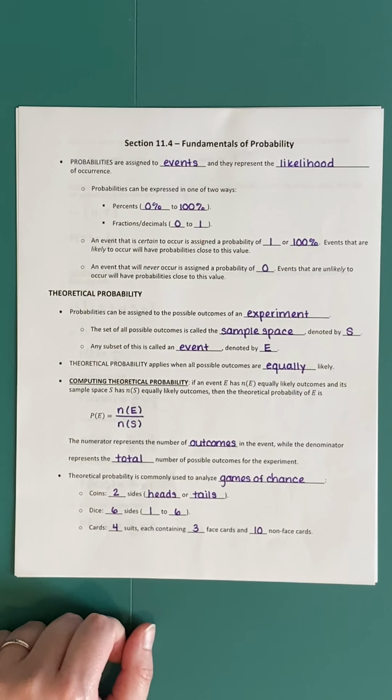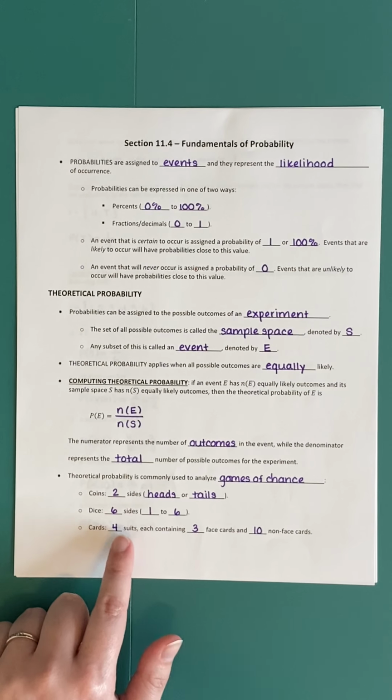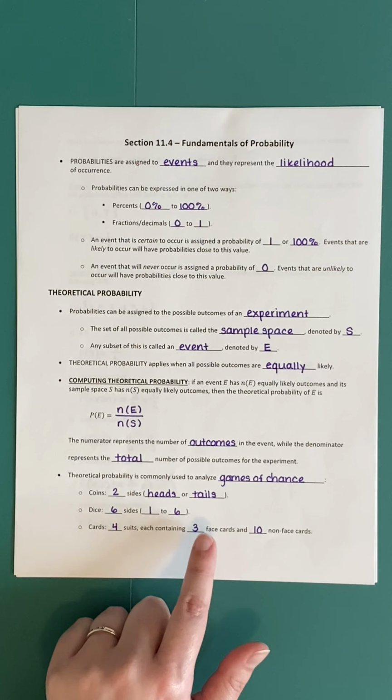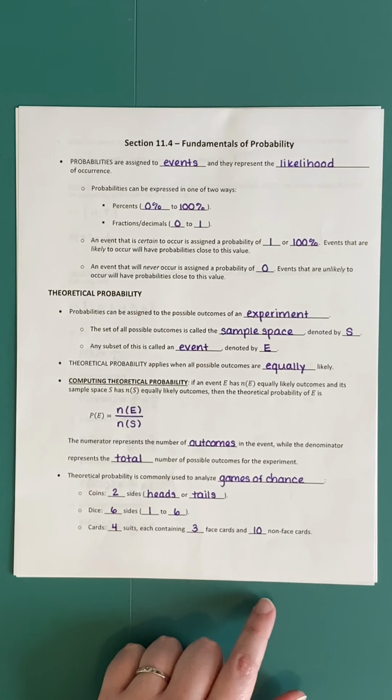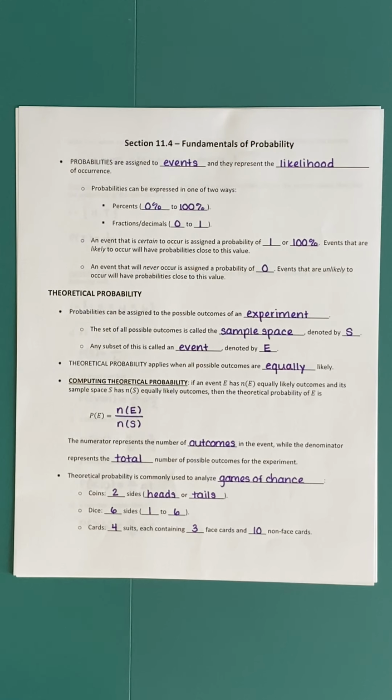Now cards, we do a lot with cards because there's a lot of different situations we can analyze with respect to cards. So in a deck of cards, we have 4 suits. Each one has 3 face cards and 10 non-face cards. So just so we're aware, of the 4 suits, there's 2 red suits, there's 2 black suits. So the red suits are going to be hearts and diamonds. The black suits are going to be spades and clubs. So each one of those suits has 3 face cards. So that's going to be your jack, your queen, your king. And then 10 non-face cards. So an ace is considered a non-face card. So we have numbers from 2 to 10. And then we have the ace that's also considered a non-face card.